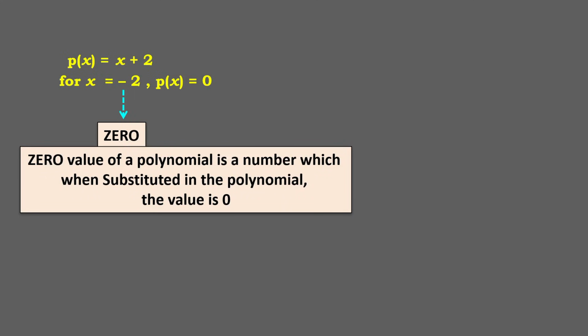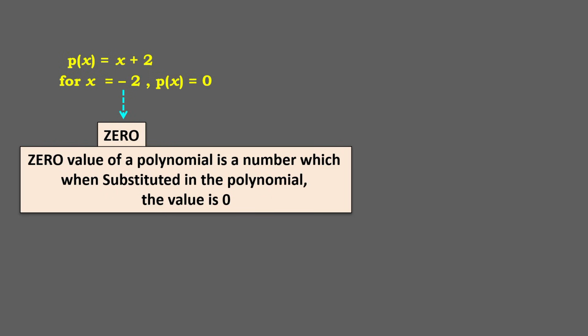Now let us understand the concept of zeros of a polynomial. A zero of a polynomial is a number which makes the value of the polynomial equal to 0 when it is substituted in place of the variable. Let us take an example. Consider the polynomial p of x is x plus 2. When we substitute minus 2 in place of x, the value of the polynomial becomes 0. So, minus 2 is called the zero of this polynomial.